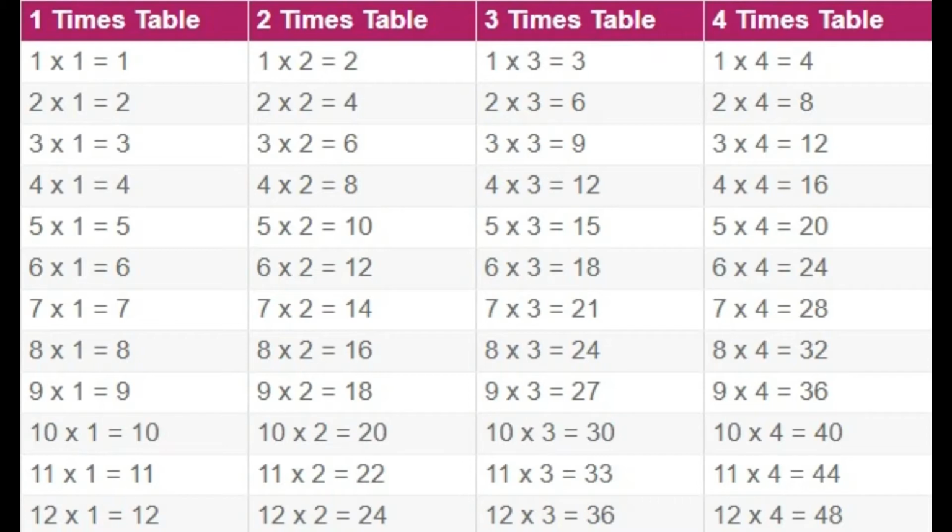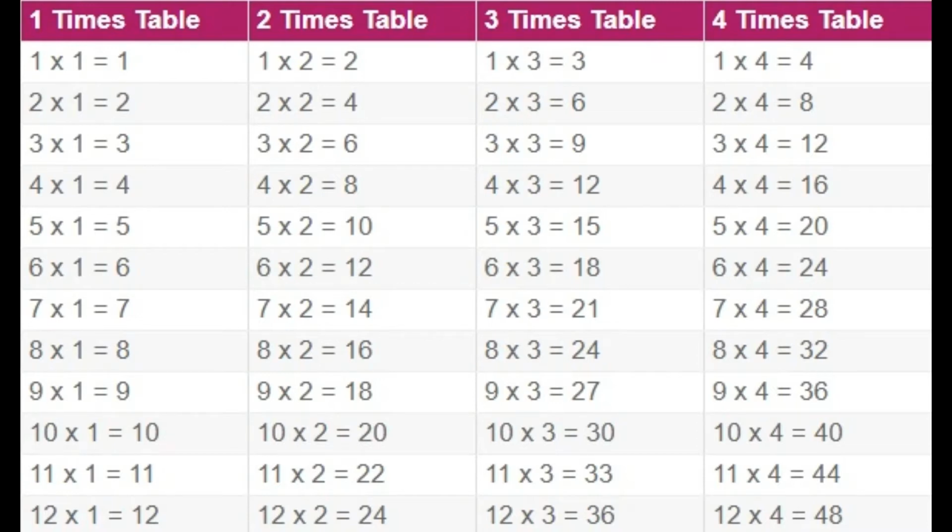1 times 3 is 3. 2 times 3 is 6. 3 times 3 is 9. 4 times 3 is 12. 5 times 3 is 15. 6 times 3 is 18. 7 times 3 is 21. 8 times 3 is 24. 9 times 3 is 27. 10 times 3 is 30. 11 times 3 is 33. 12 times 3 is 36.